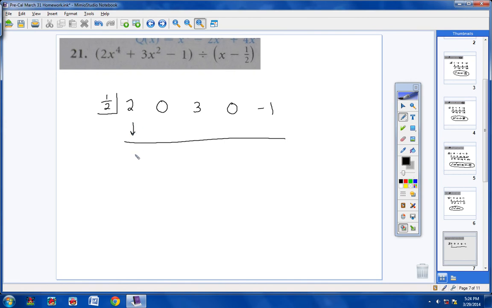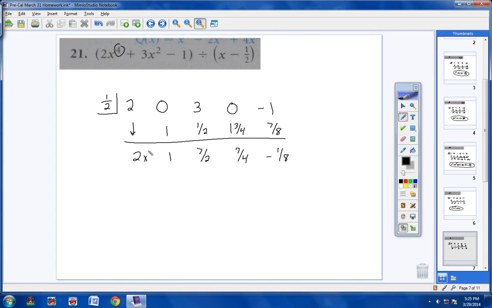Okay, here we go. Bring down your 2. 1/2 times 2 is 1. Combine, and you get a 1. 1/2 times 1 is 1/2. Combine, you would get 3 and 1/2. I'm going to put 7 over 2. 1/2 times 7 over 2 would be 7/4, or in other words, 1 3/4. And when you combine that, you will get 1 3/4. I'm going to put 7/4. 1/2 times 7/4 would be 7/8. So I'll put a 7/8 here. And negative 1 plus 7/8 would be a negative 1/8. Okay? A negative 1/8.